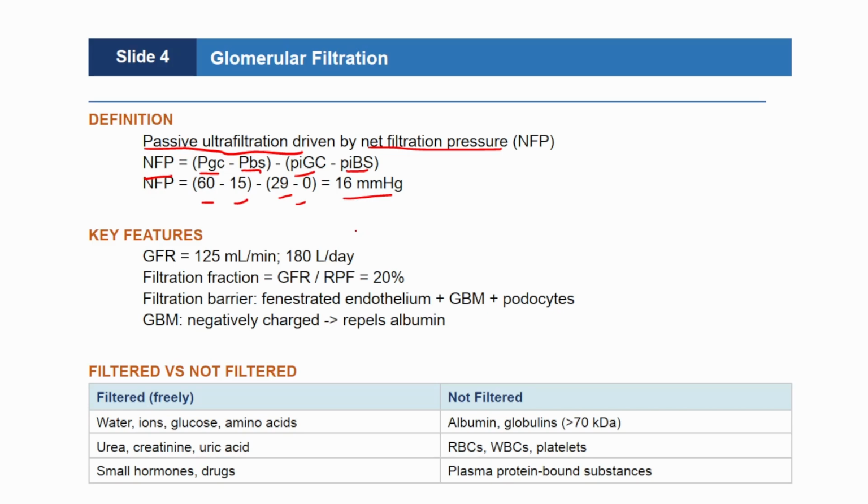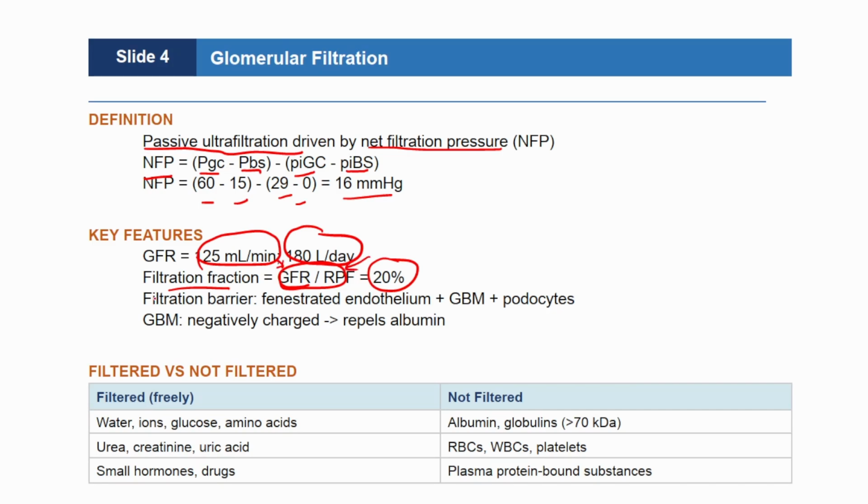The system maintains key baseline parameters, including a normal glomerular filtration rate of 125 milliliters per minute, which equals an absolute daily filtration volume of 180 liters of fluid per day. The filtration fraction represents the exact percentage of renal plasma flow that passes into Bowman space, established normally at 20%. That means filtration rate divided by total blood flow.